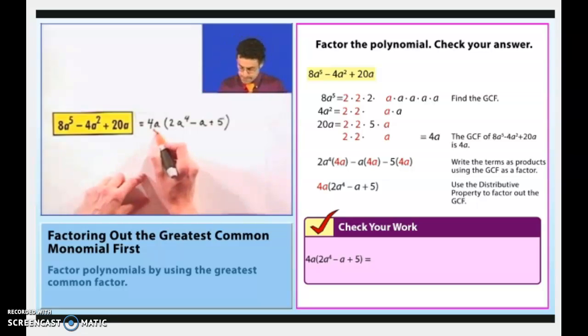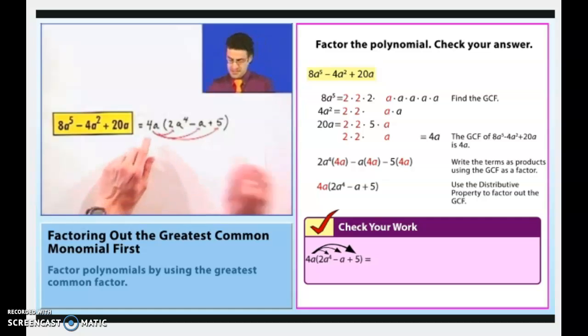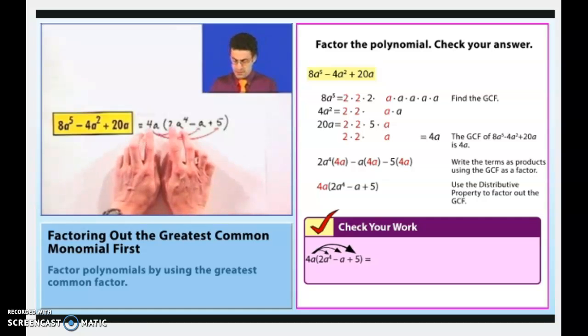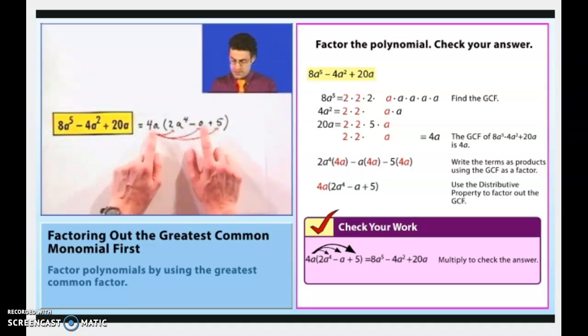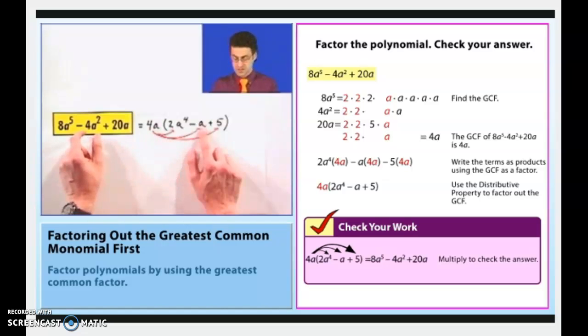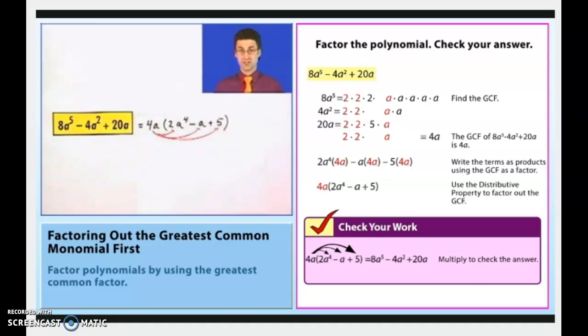So if we distribute, I now have 3 terms. I would see this product, which would be 4 times 2 is 8. A times a to the 4th is a to the 5th, so there's that term, minus. And then I'd have 4 times a times a, which is 4a squared, so that's good. And finally, 4 times 5 is 20, and 20a checks.